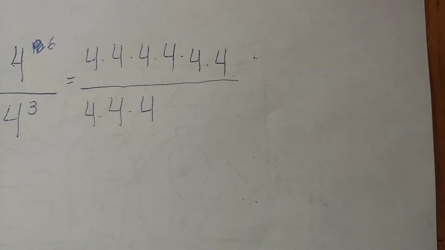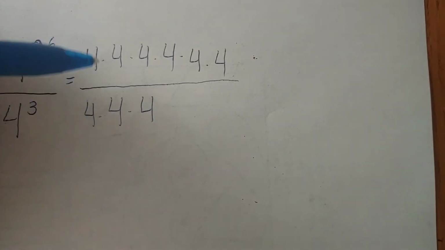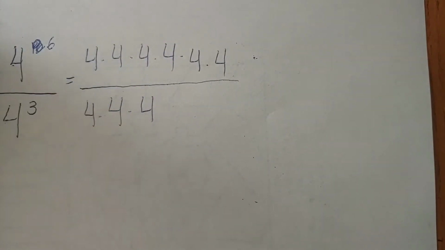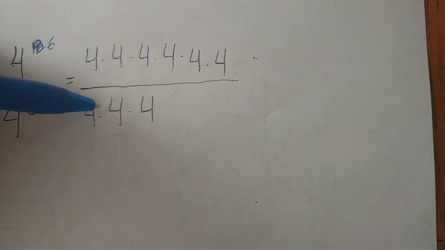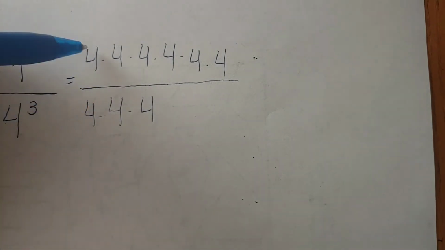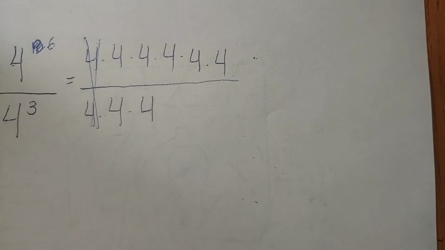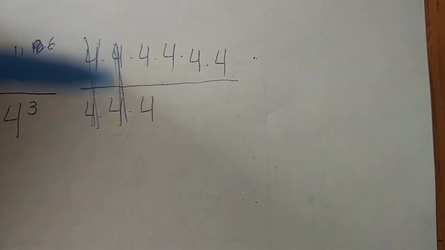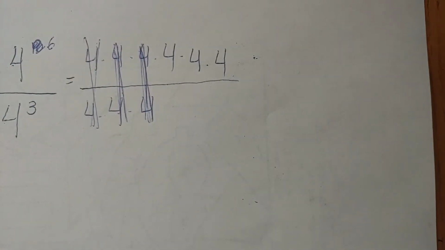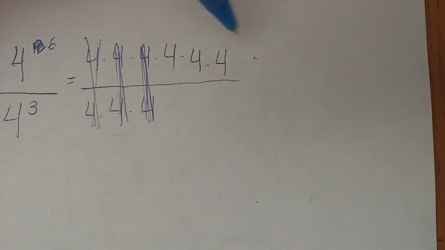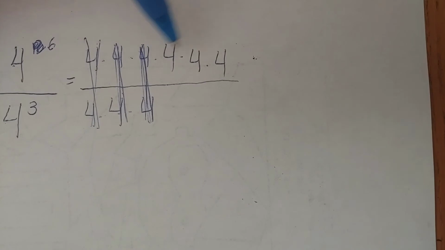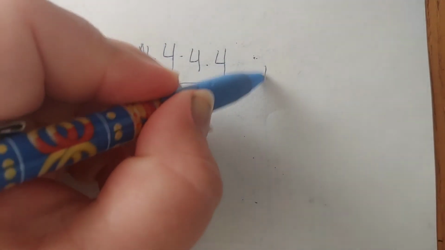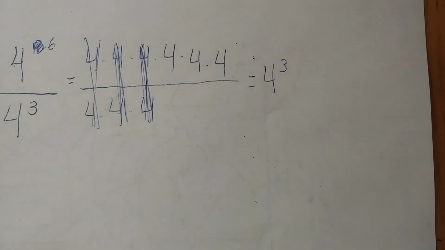Now, here's what happens. I could separate these all out if I wanted to, but 4 over 4 equals 1. So that cancels out. And we've done that a ton of times when we were doing equations. 4 over 4 is 1. That cancels out. Here, another 4 over 4 cancels out. And here, another 4 over 4 cancels out. So what's left is 4 times 4 times 4, which is 4 to the third power. Okay, that's the answer because that's what's left.